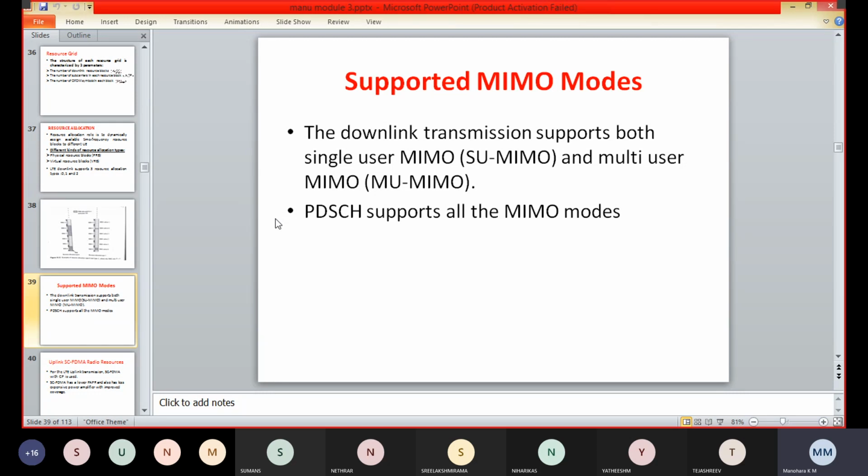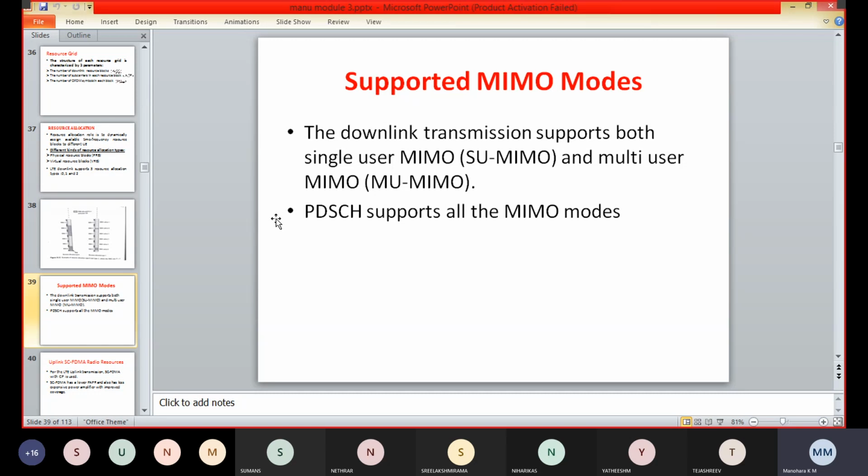The baseline antenna configuration in LTE has two transmit antennas at the cell site and two receive antennas at the user equipment. The higher order downlink MIMO is also supported with up to 4 transmit and 4 receive antennas respectively.